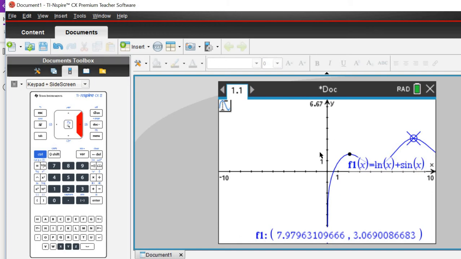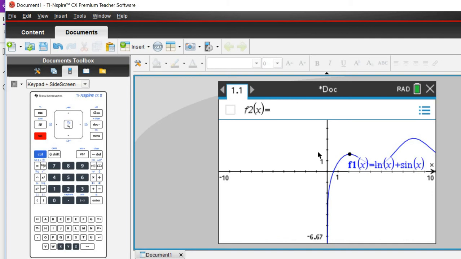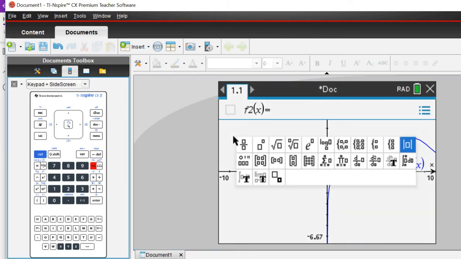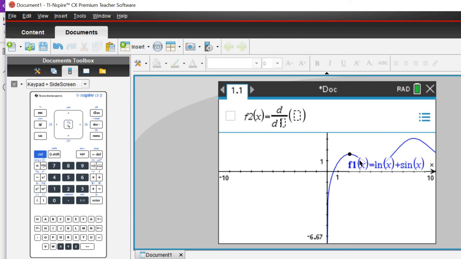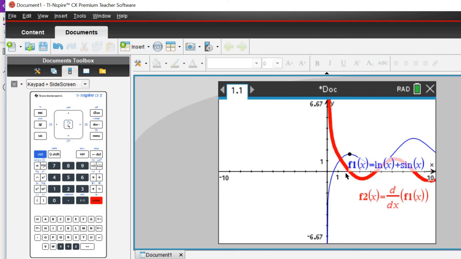So one of the things we can do once we've graphed a function is actually graph the derivative of that function. It will bring up, see the button in red there, a menu here, and you can choose ddx. The variable we've used is x, and we just want to graph the derivative of f1 of x. So there's our first derivative. Now what you can see is the zeros lining up with those turning points.